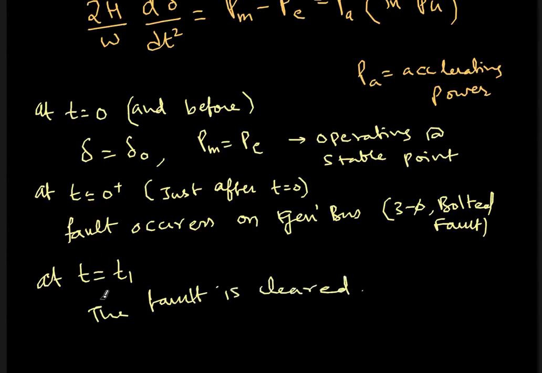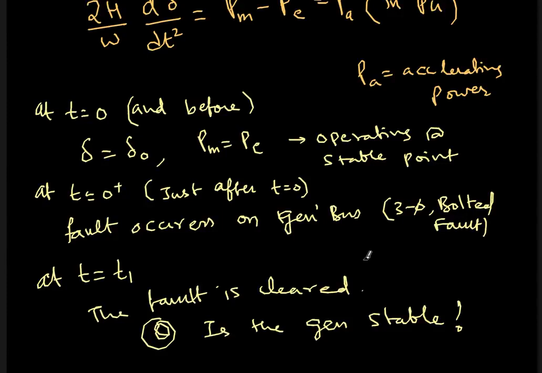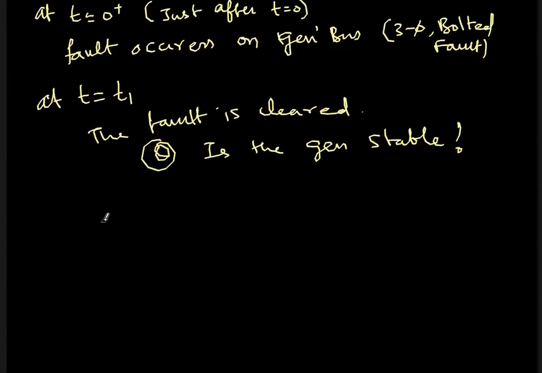So after a time t equal to t1, the fault is cleared. The question we are asking is, is the machine stable? Is the generator stable? At this point I would like to define tC. tC is the critical clearing time.